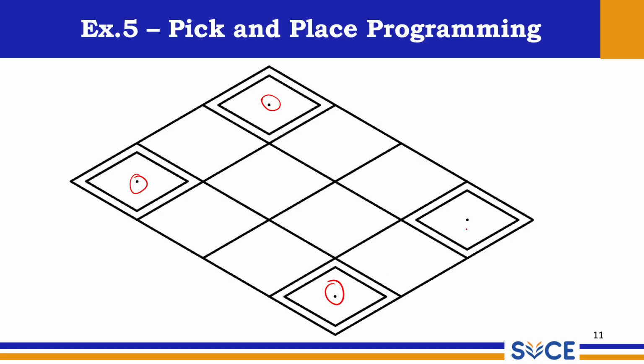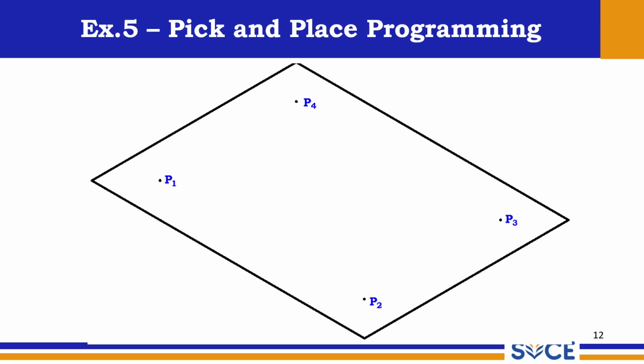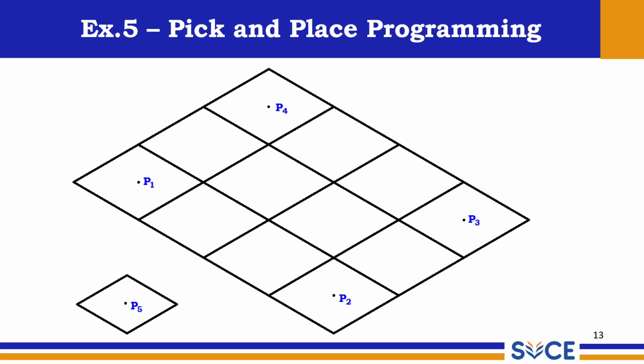When you keep them in the boundary, these all are the 4 extreme points, and for that we should have the coordinates. You can have the coordinates in whichever fashion you want: P1, P2, P3, P4. So here the boundaries of the pallet are P1, P2, P3 and P4. Clear? So these all are the 4 points we are going to define in the program.